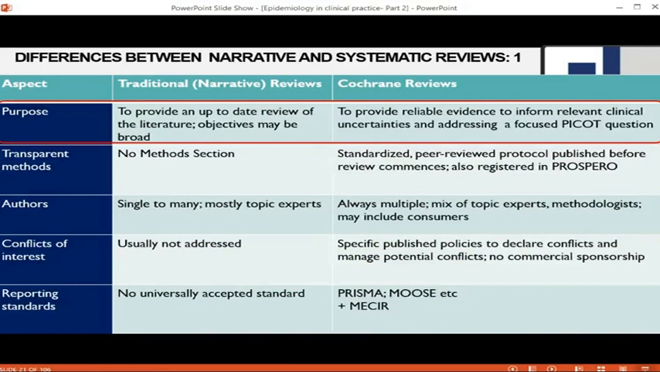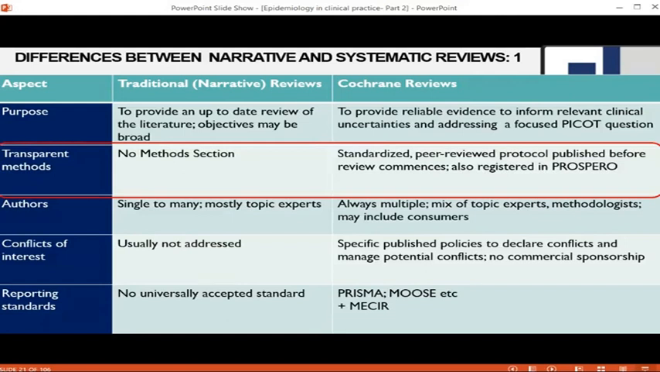A systematic review, particularly Cochrane reviews, are very focused. And they're only done if they think that the particular question has got some clinical application in either answering a controversy or giving you confirmatory evidence that this is a good or a bad intervention. So it always addresses a focused clinical question in the form of a PICO: population, intervention, comparison, outcome and time points.